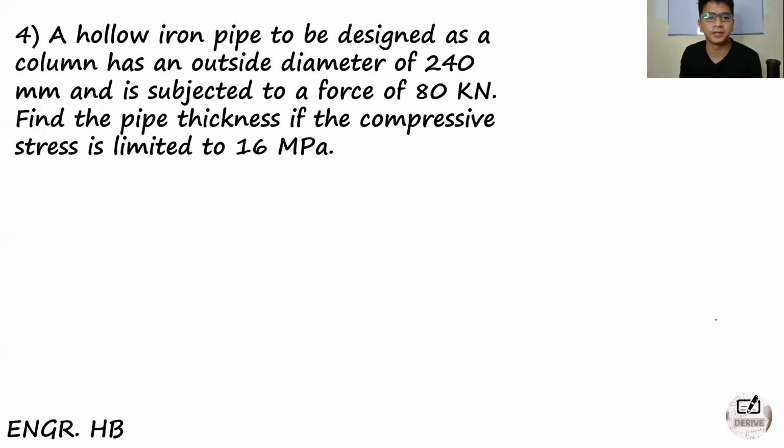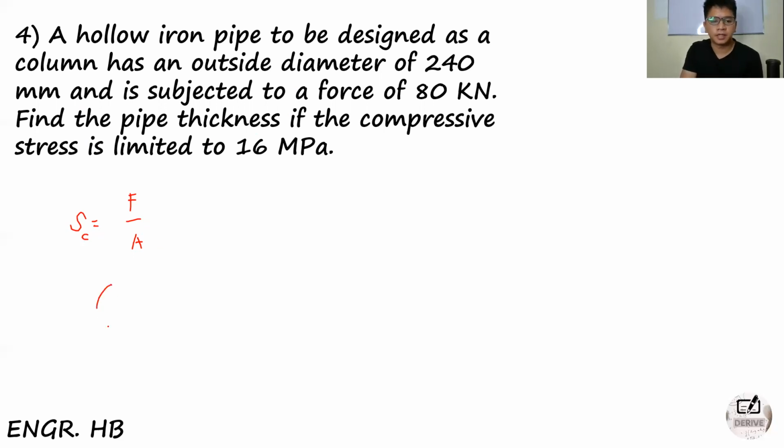So, last, number 4. A hollow iron pipe to be designed as a column has an outside diameter of 240 mm and is subjected to a force of 80 kilonewtons. Find the pipe thickness if the compressive stress is limited to 16 megapascals. This is an easy problem. We know this is just a basic stress problem. We all know that S equals F over A. The compressive stress is designated by Sc, and what we are looking for is the pipe thickness.